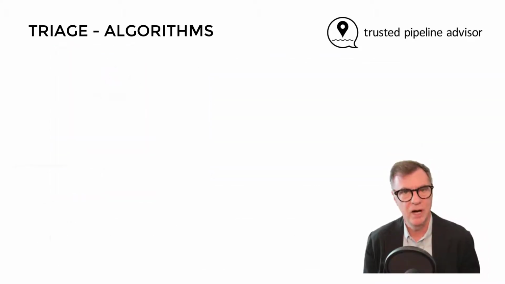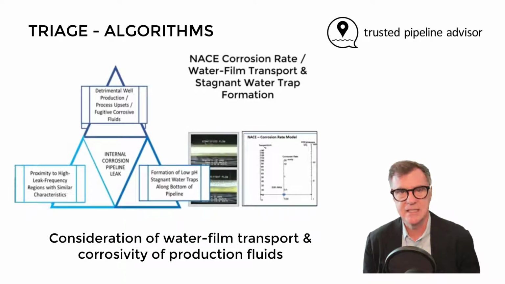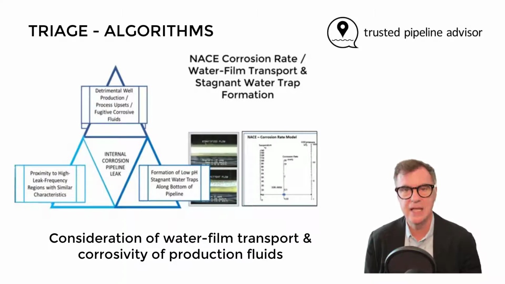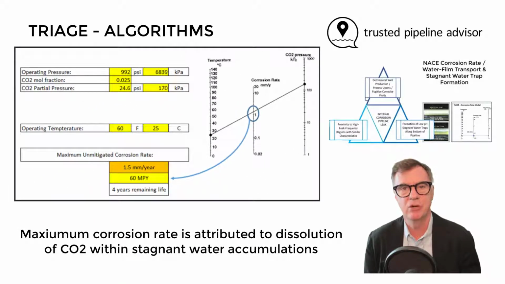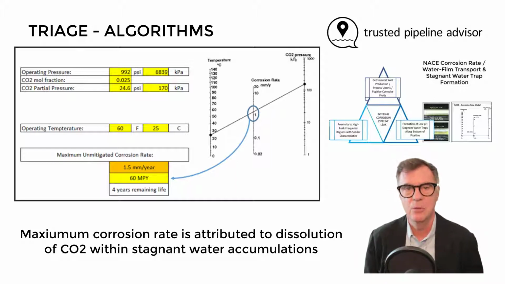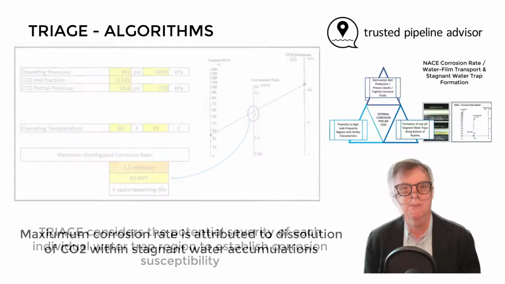In the third corner of the TRIAGE triad sits the normal run-of-the-mill NACE standard corrosion: exposure to low pH, slow-moving water films that accumulate in regions of stagnant, thick water film accumulation, where the maximum possible corrosion rate associated with normal fluids and the pipeline operating conditions is attributed to the dissolution of carbon dioxide into the water to depress local pH levels within stagnant trap regions.